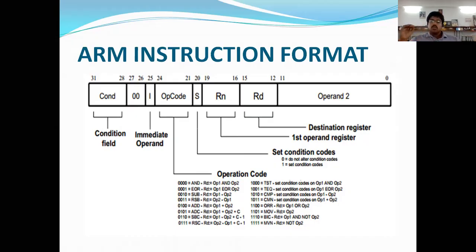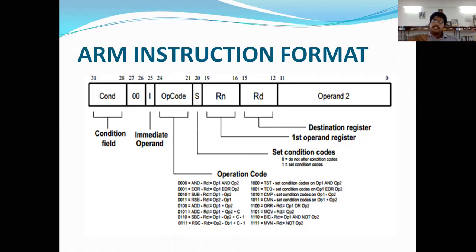Next, those on whom we perform these operations are referred to as operands. In the ARM processor we may have 3 operands. So overall, this is the instruction format of an ARM, which consists of 32 bits.